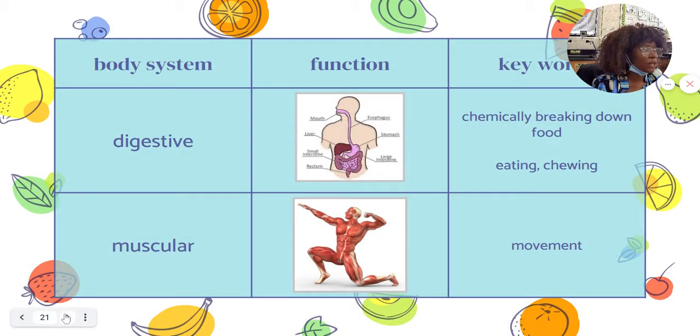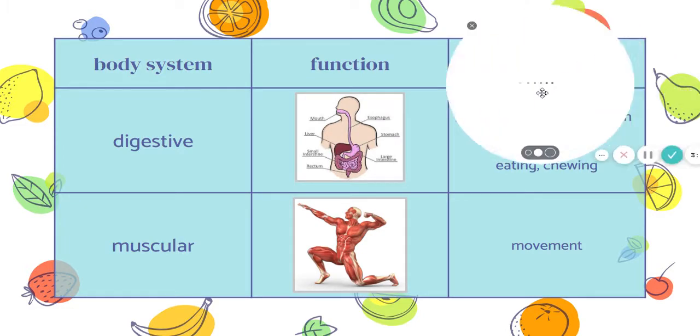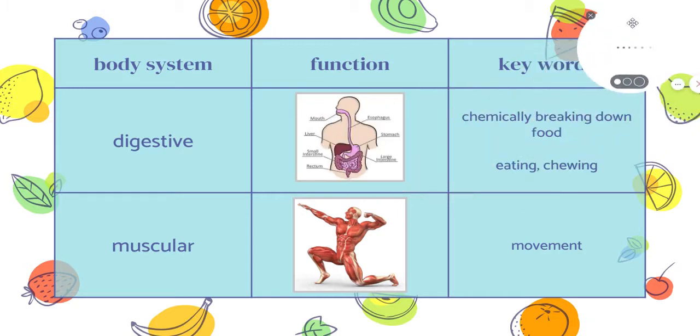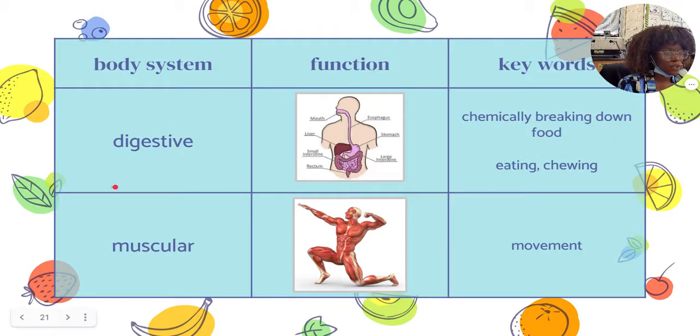Digestive system is for chemically breaking down food, eating and chewing. If you think that I'm going too fast, it's because this is a review, so I'm not going in depth. Obviously, you'll pause the video and read as you need to. Digestive system is designed to chemically break down your food through eating and chewing.